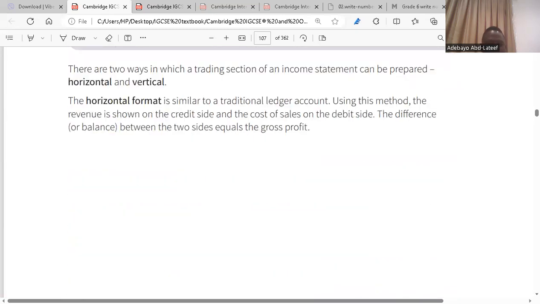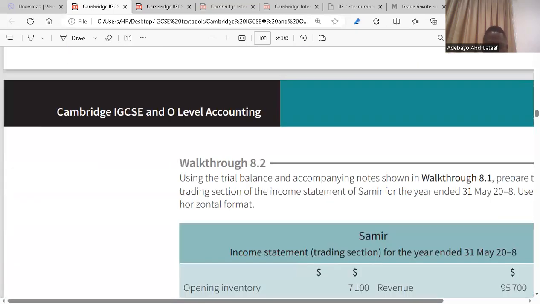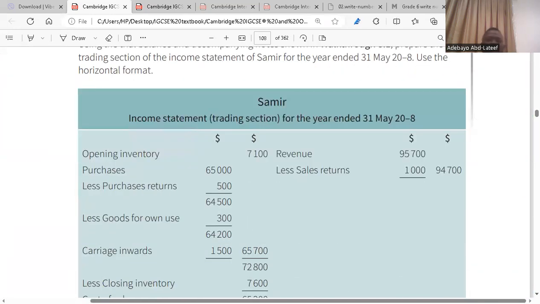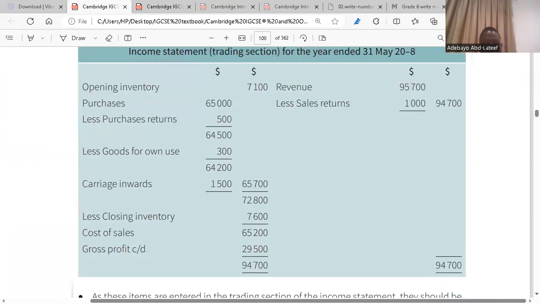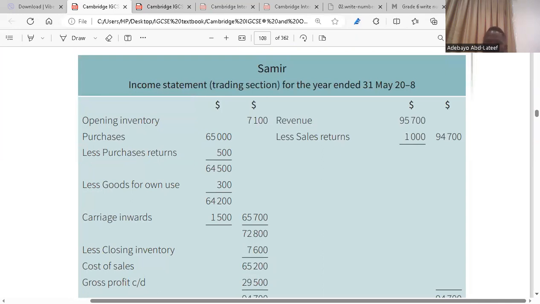So we'll go down. Now, they prepare the income statement, the trading section. So look at the trading section here. Are you there? Scroll down. Are you? Yes. So look at it. We have the opening inventory on the debit side, then the revenue on the credit side, right? Yes. You had purchases, you less purchases returns, less goods for own use.